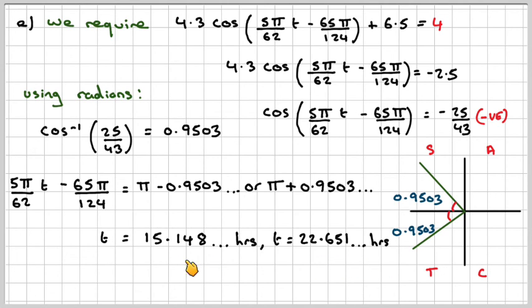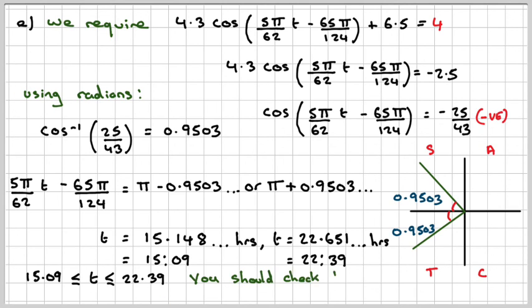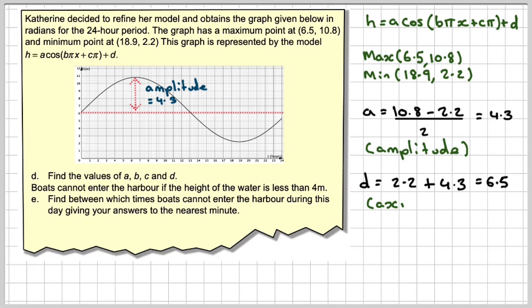We want times. So if you take away the 15 and put 0 and then multiply by 60, you're going to get 15:09 hours. And then 22:39 hours from that one. So the time would have to be between 15:09 and 22:39 hours. And you should check this by looking at the original graph. So the original graph is back here somewhere. So it looks about right, doesn't it?